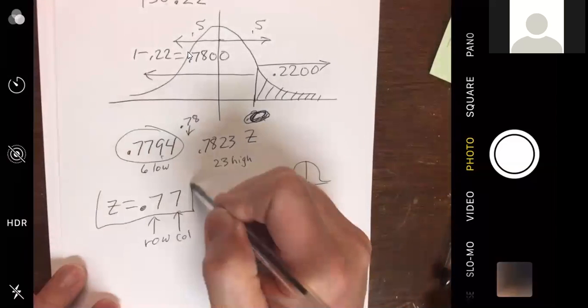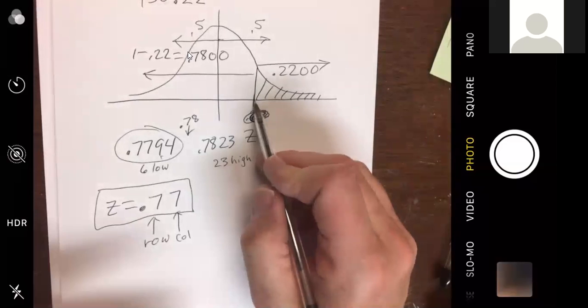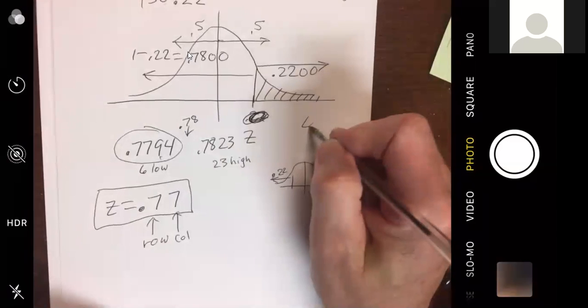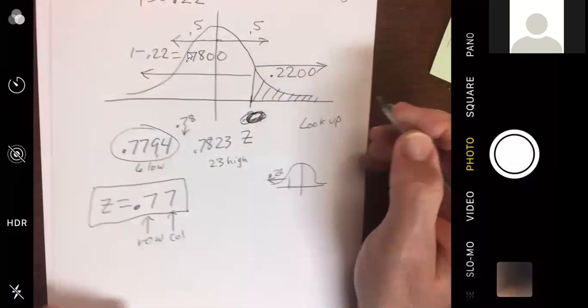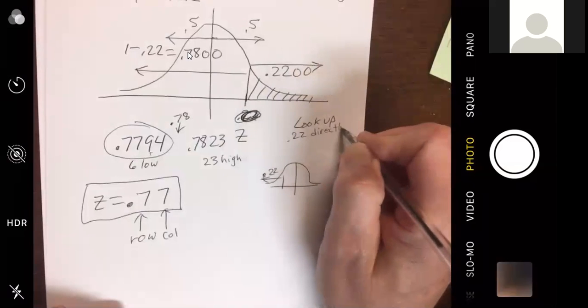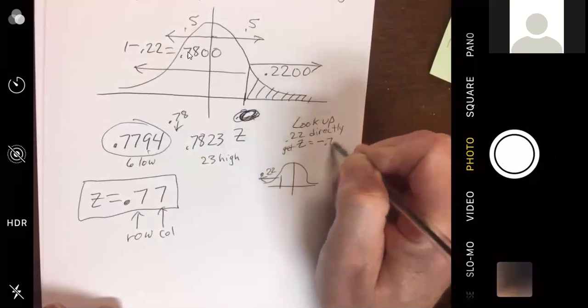That's my answer. And notice it came out positive, as it should. If you look up 0.22 directly, you will get Z negative 0.77.